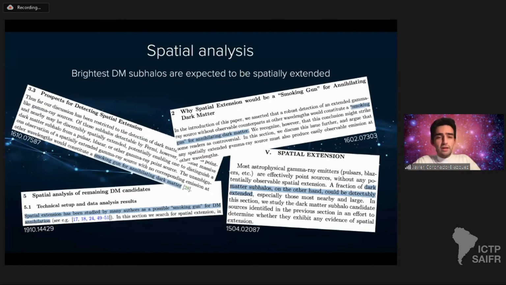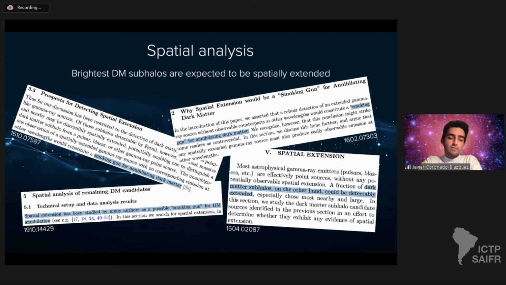And finally, I would like to talk a little bit about the spatial analysis. As Miguel said, we are doing a lot of work in this part. Why? Because over the years, there have been lots of claims, as you see here, that dark matter subhalos should appear as extended sources for the Fermi-LAT.